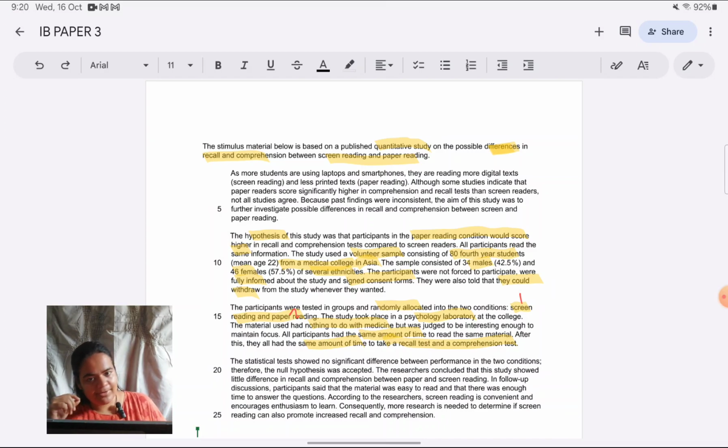Okay, let's come to the final paragraph. The statistical test showed no significant difference between performance in the two conditions. Therefore, the null hypothesis was accepted. Very helpful point for publication bias if we need to discuss. The researchers have accepted the null hypothesis. The expectation has not been proven. Still, they have published the study. They have made that choice to publish that the expectation is not supported by the study.